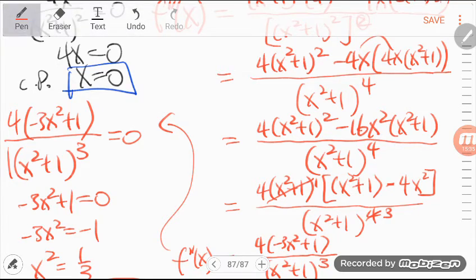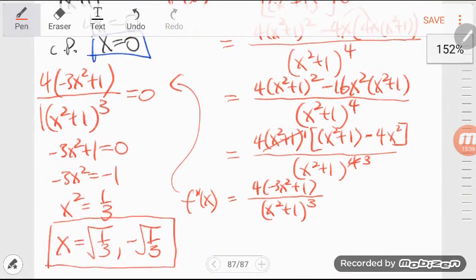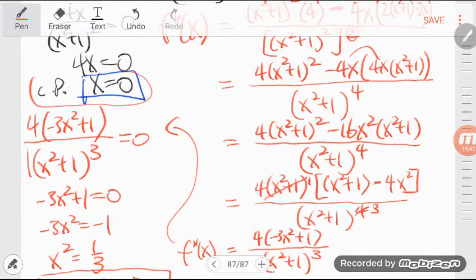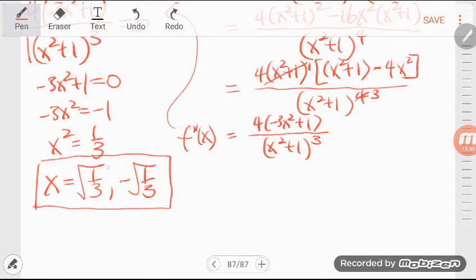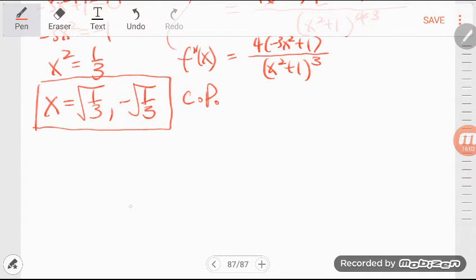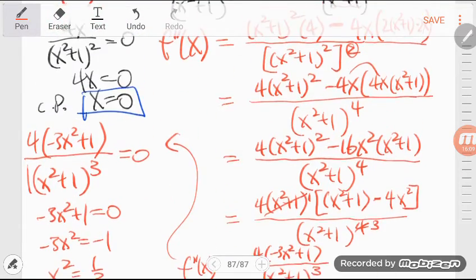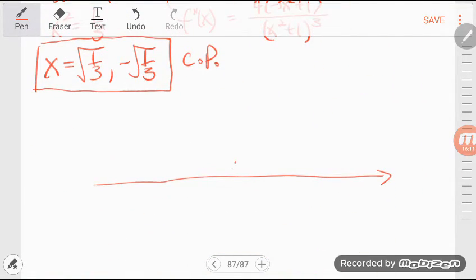So now we are done. For my first derivative, I have one critical point at 0. For my second derivative, I have two critical points. Yeah, these are my critical points as well. So let's start sketching. Before we do that, I'm going to create a sign diagram. The sign diagram is very, very helpful. Yeah. So my values are 0. So I'm going to start with 0. Negative root 1 over 3. And this will be root 1 over 3.